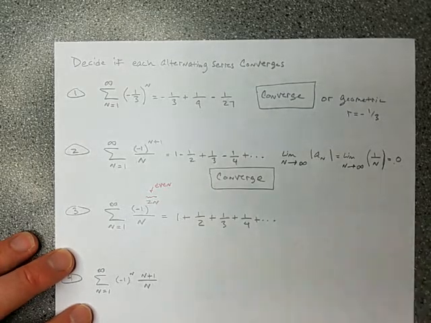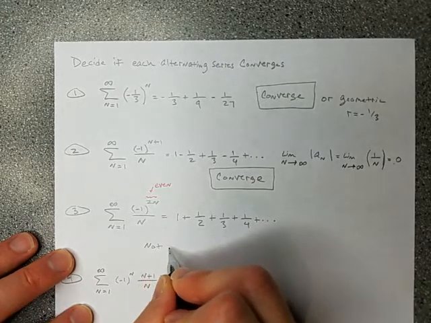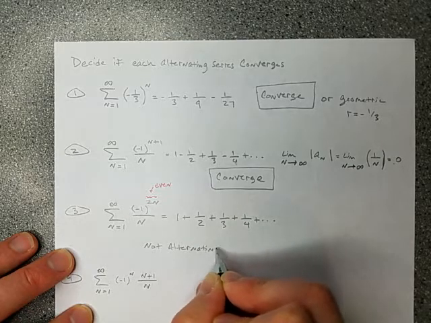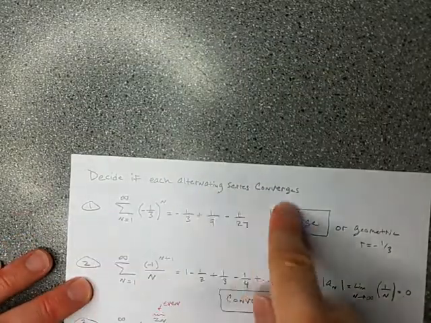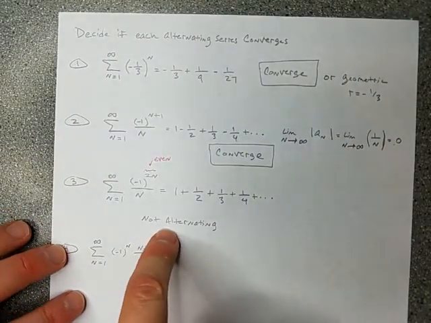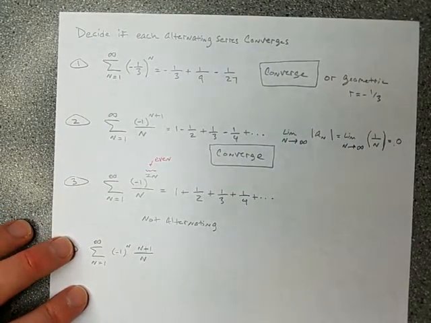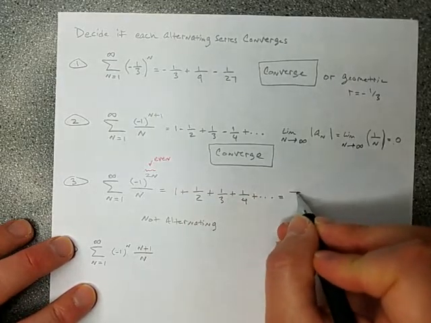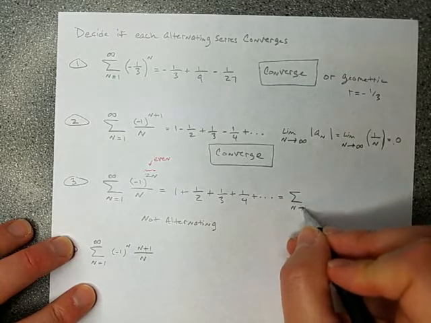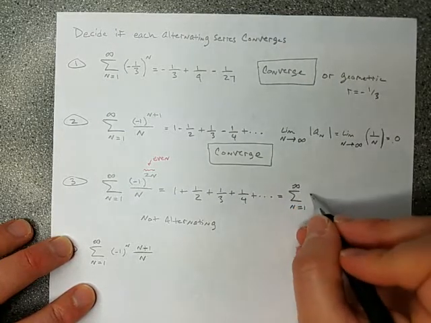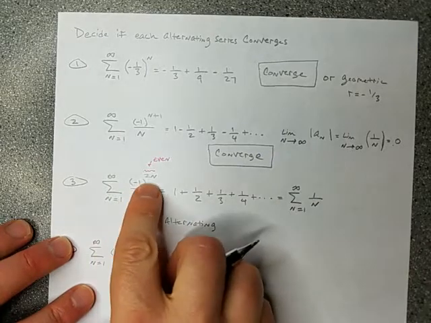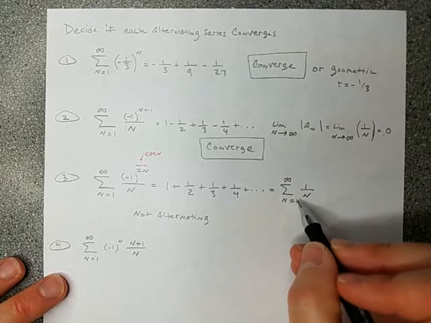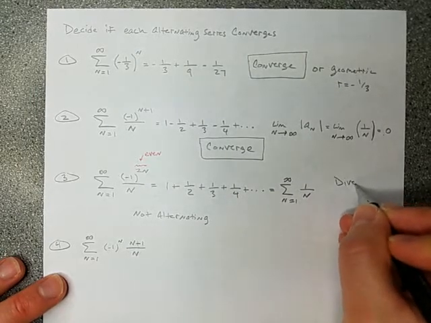Okay. All right, so this one is not alternating. I know I said decide if each alternating series converges, but we notice this one's not actually alternating. What is it, though? Isn't it the same as this? Isn't that negative 1 to the 2, and it's just kind of distracting? It's just going to be 1. It's this. This diverges.